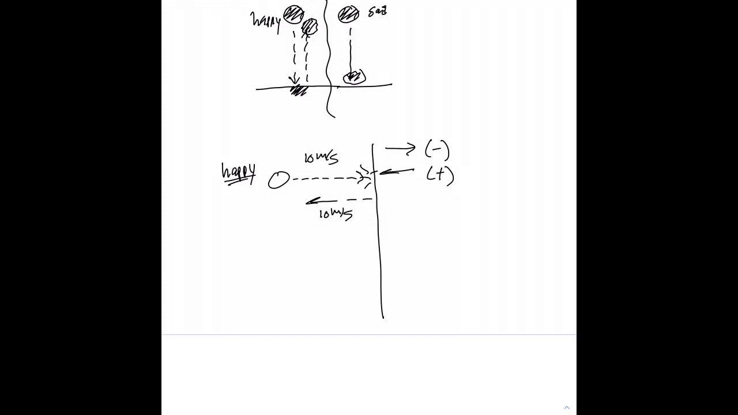What I really mean is the final velocity is positive 10 meters per second, and the initial velocity was negative 10 meters per second. So the change in velocity in this case would be final minus initial, which is positive 10 minus negative 10, which gives me a change in velocity of positive 20 meters per second. The change in momentum would be equal to whatever the mass of the ball happens to be multiplied by this change in velocity of 20.